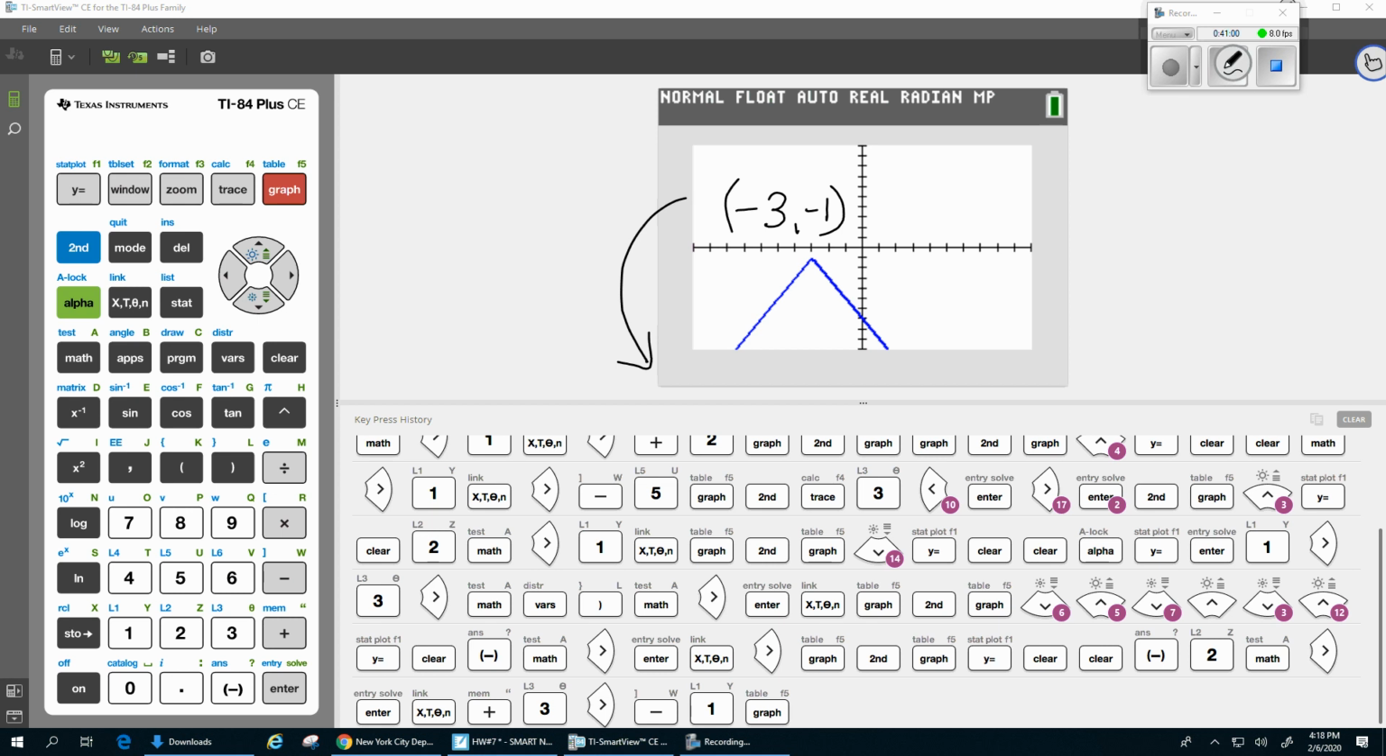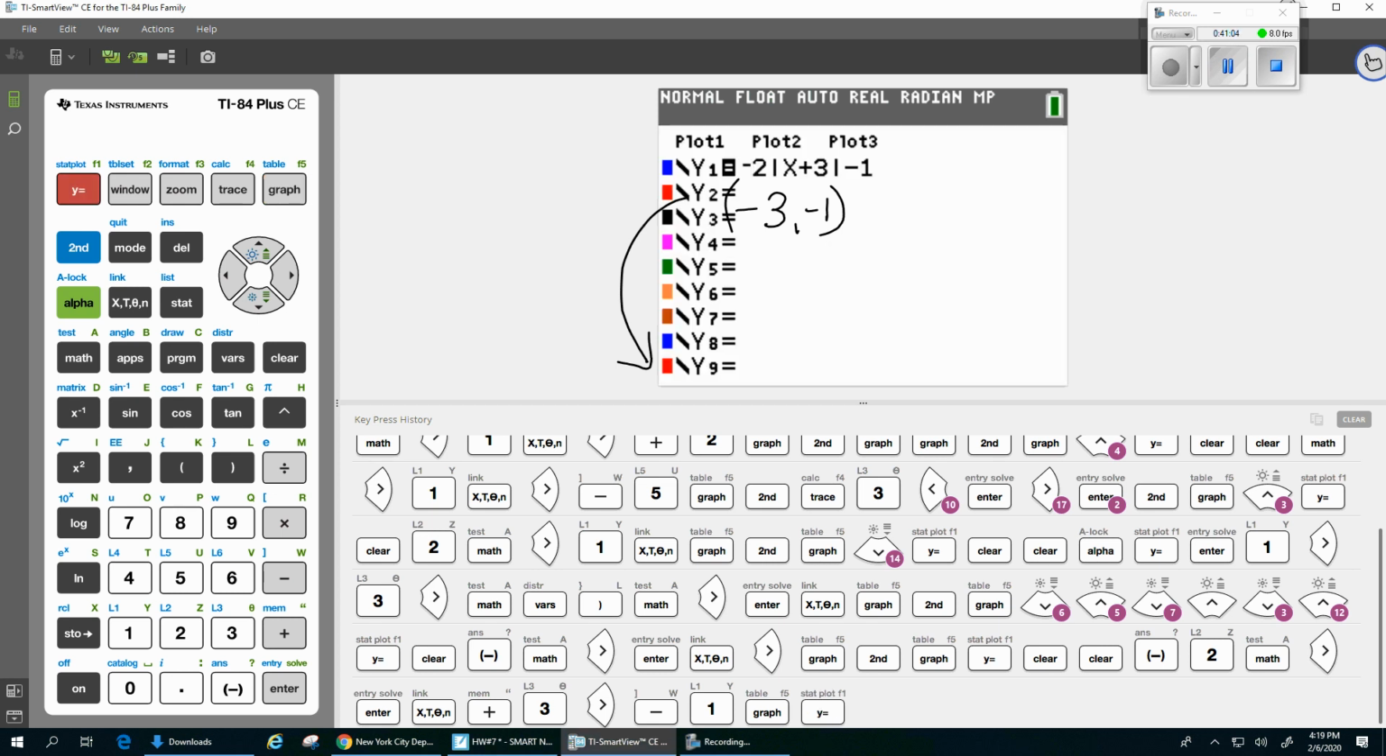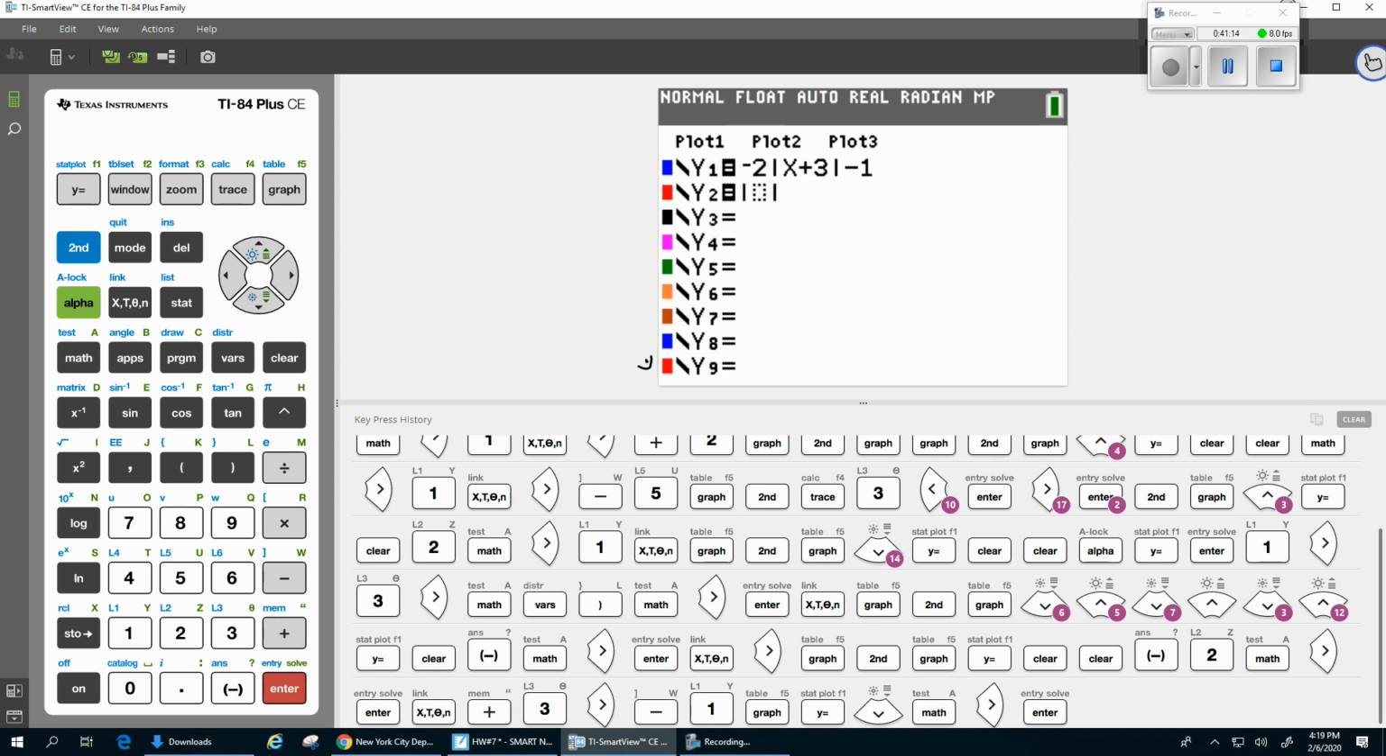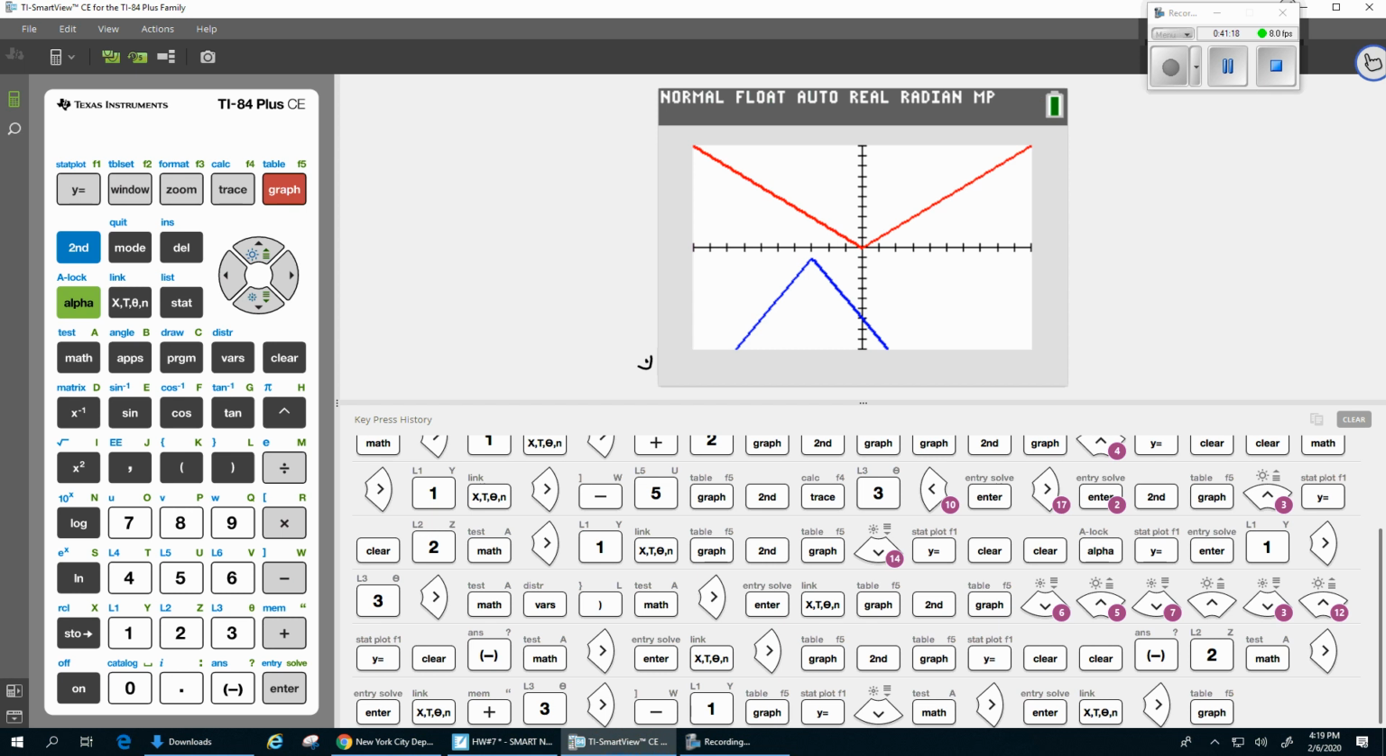And let's see how much more narrow it is than my original function. I'm going to go back to y equals, and go to y2, and just enter my original parent function here, so we can see how much more narrow it is, if at all. Well, clearly, the blue graph, Sam's function, is much more narrow than the parent function.